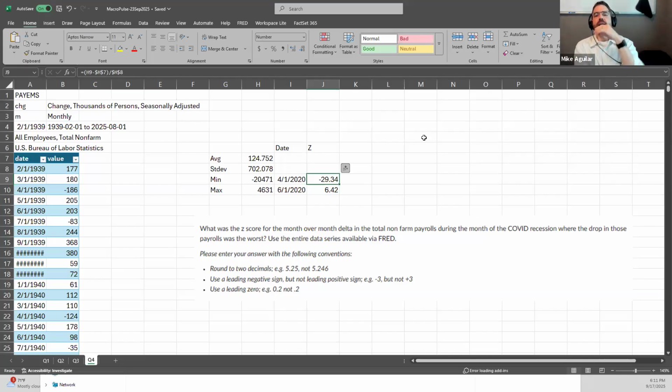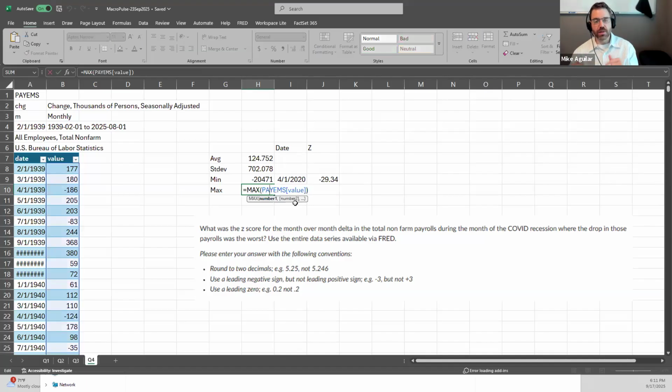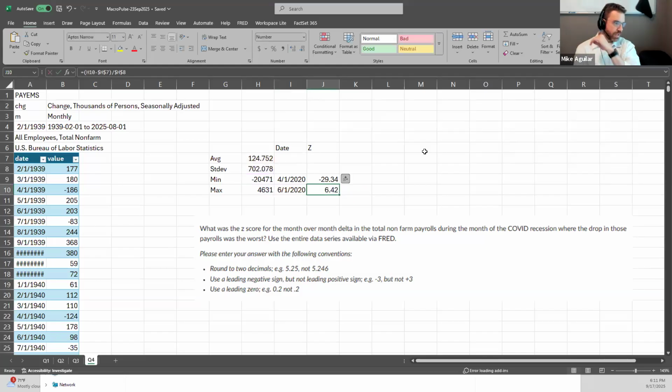Usually we think of a 3 sigma, a 4 sigma event as being something that's astronomical. This is 29 sigma. Just for giggles, I went ahead and computed the best. That was the max of those payroll changes, and that occurred in June of 2020, and that was a z-score of 6.